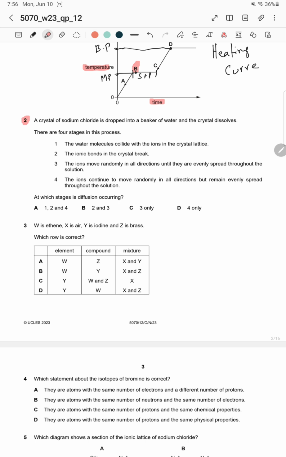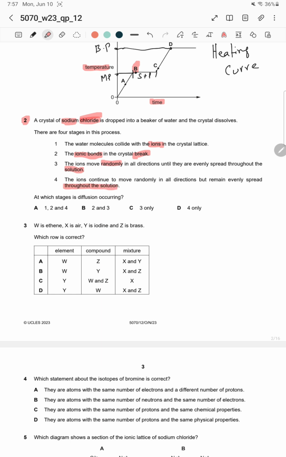A crystal of sodium chloride is dropped into a beaker of water and the crystal dissolves. We know all sodium salts are soluble in water and all chlorides are soluble except silver and lead chloride from the solubility table. There are 4 stages in this process. The water molecules collide with the ions in the crystal lattice. Ionic bond in the crystal breaks. The ions move randomly in all directions until they evenly spread throughout the solution. The ions continue to move randomly in all directions but remain evenly spread throughout the solution. At which stage does diffusion occur?